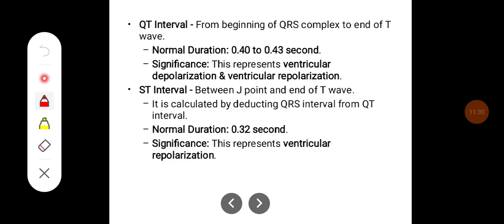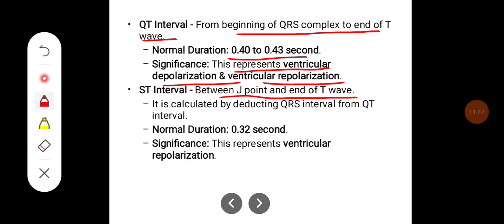QT interval is from the beginning of the QRS complex to the end of the T wave. Its normal duration is 0.4 to 0.43 second. Significance is that it represents ventricular depolarization and ventricular repolarization. ST interval is between the J point and the end of the T wave, so this is calculated by deducting the QRS interval from the QT interval. Its normal duration is 0.32 second and it represents ventricular repolarization.